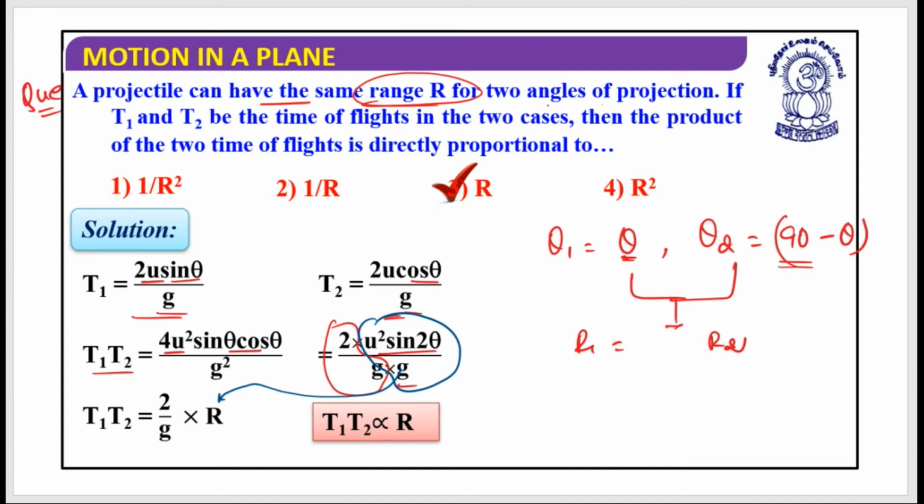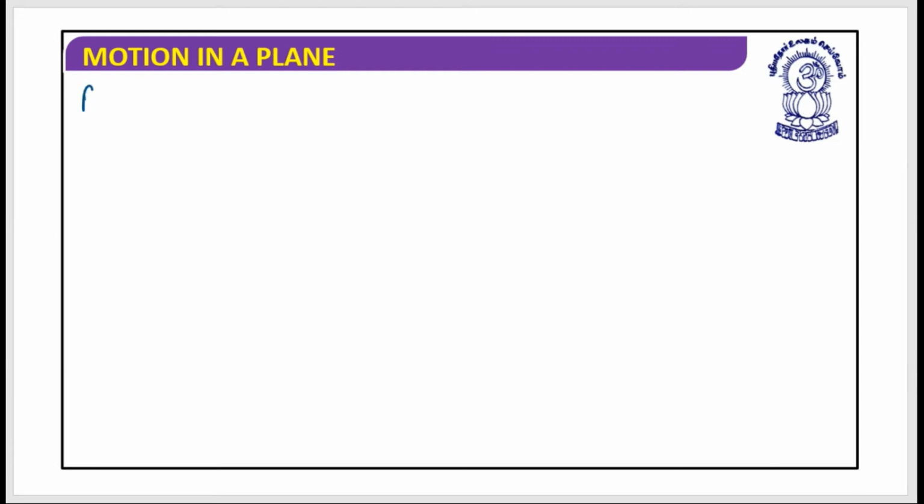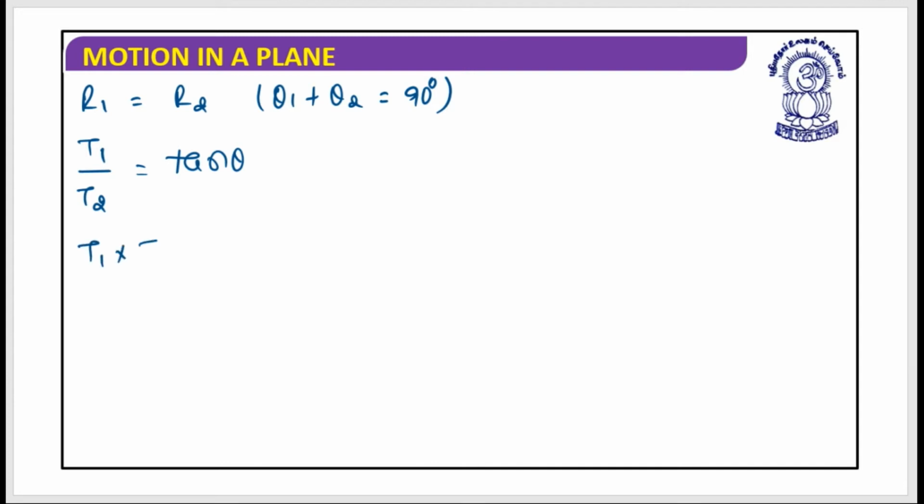What other relations were related when this question was discussed? One of the relations was R1 equals R2 because theta 1 plus theta 2 is 90 degrees. Yes, the time of flight of 1 and the time of flight of 2. It's tan theta, it's sin theta by cos theta. You can check this. T1 into T2 that we have just derived, it's 2R by g.